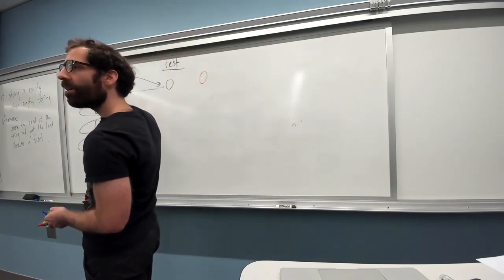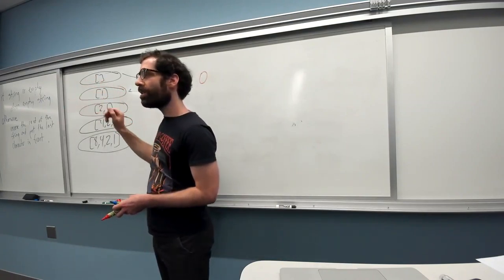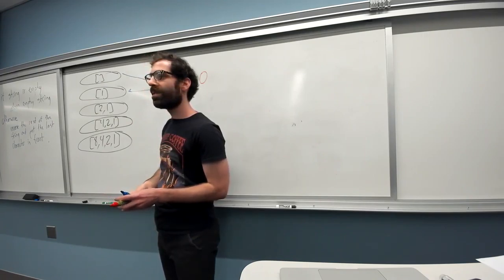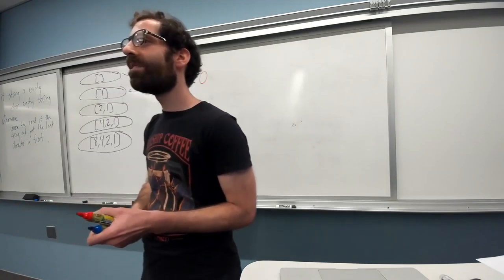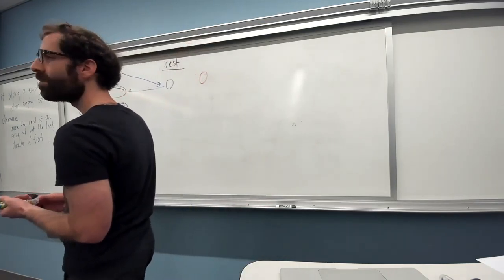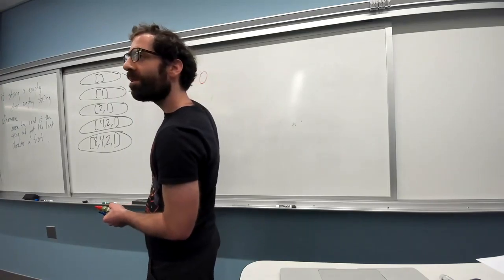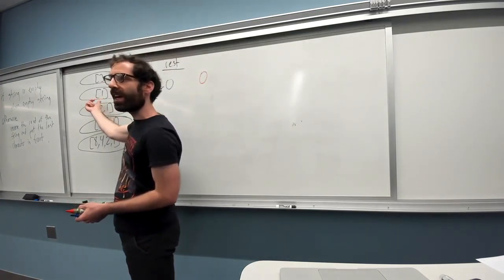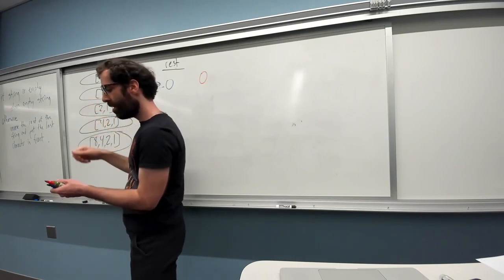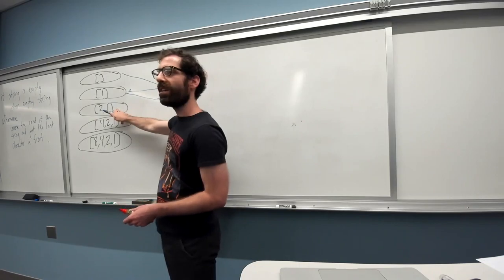Now we pick up where we left off, which was our print. And now we're at a return. What is this recursive call going to return? Yeah, 1. That's the variable assigned to rest, and it's the last element in the list. Yeah, our rest is zero, and we add it to nums index zero, which we can see is one here. So this will then return 1 + 0, or one, which is assigned to rest in our recursive call before that.